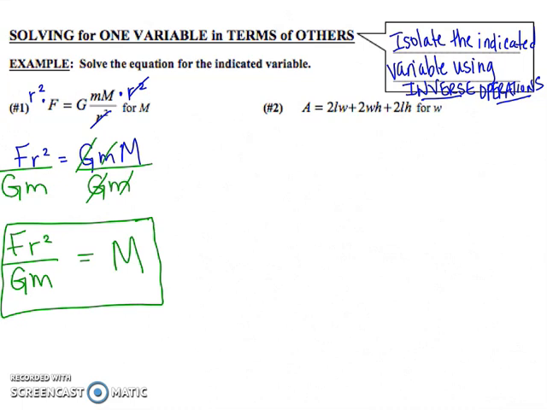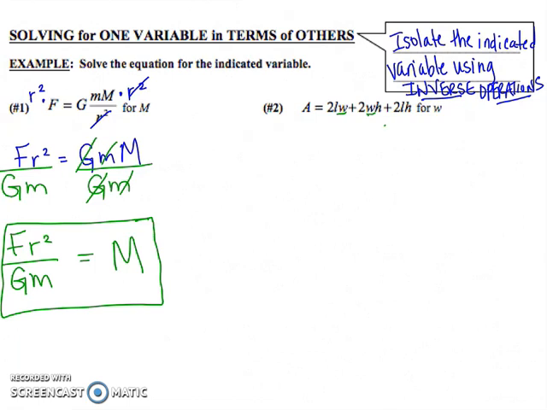Okay, let's take a look at number 2. Area equals 2 times length times width plus 2 times width times height plus 2 times length times height. And we want to isolate this for W. So the first thing I'm going to look at is, where does W appear in my equation? And it looks like it appears twice. So I want to get everything that doesn't have W in it away.